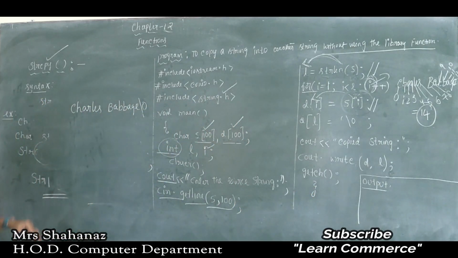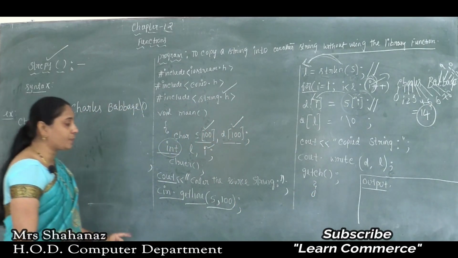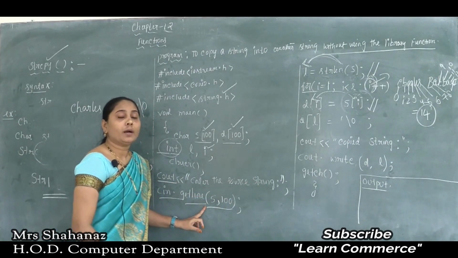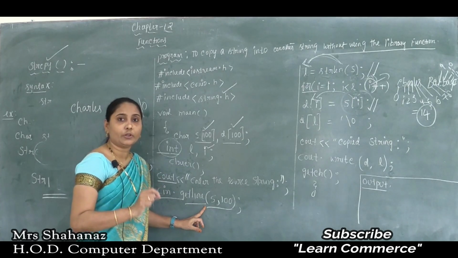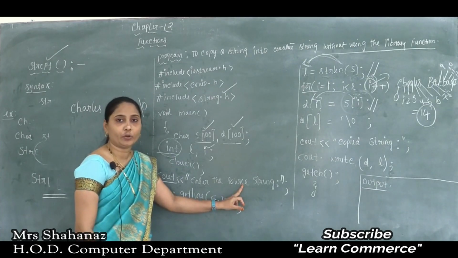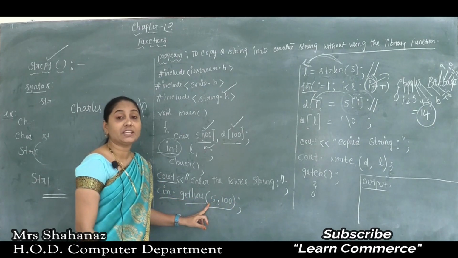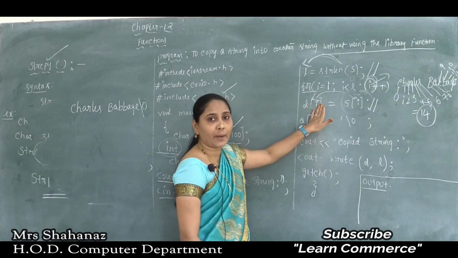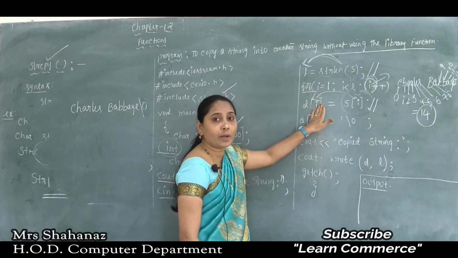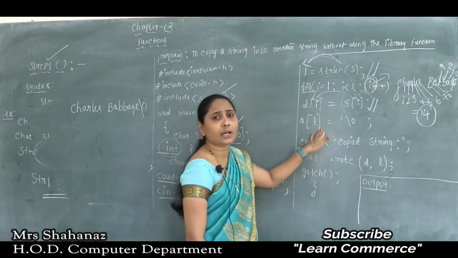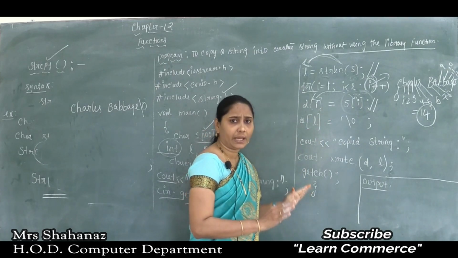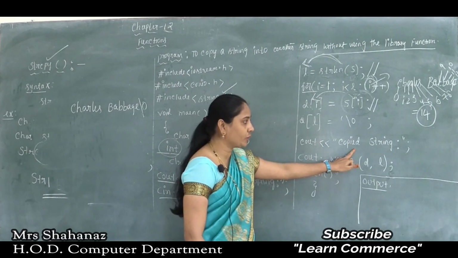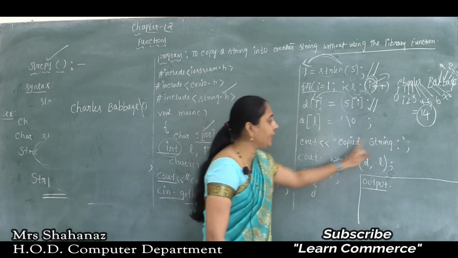So after completing this program, first of all it will display the message: enter the source string. At that prompt you need to enter some information into the source string. The information is Charles Babbage. Later the compiler does all the processing one by one, adding the null character, copying from one to another, every process occurs here. And finally it will display the message copied string here.